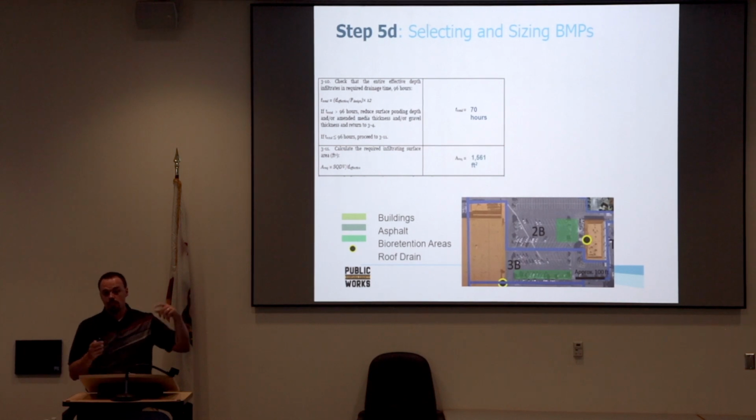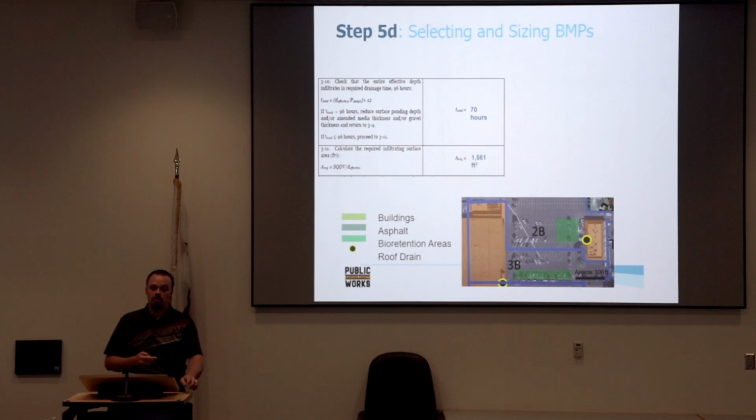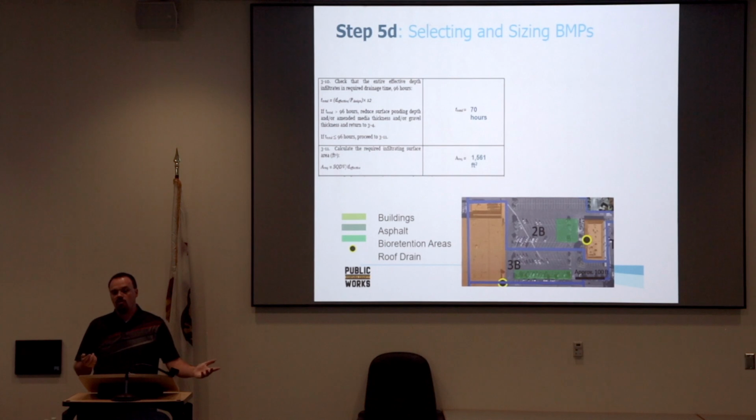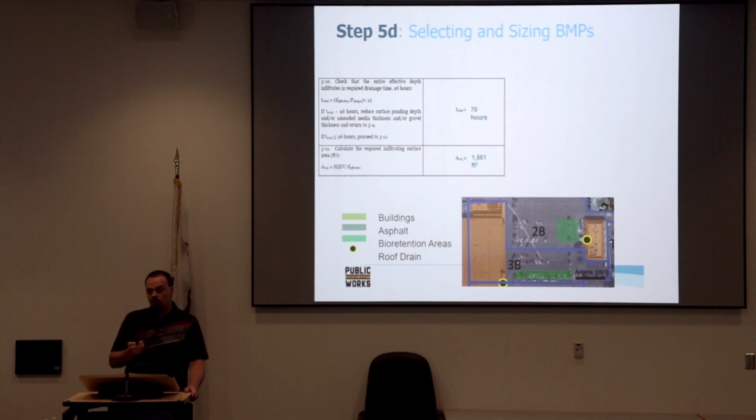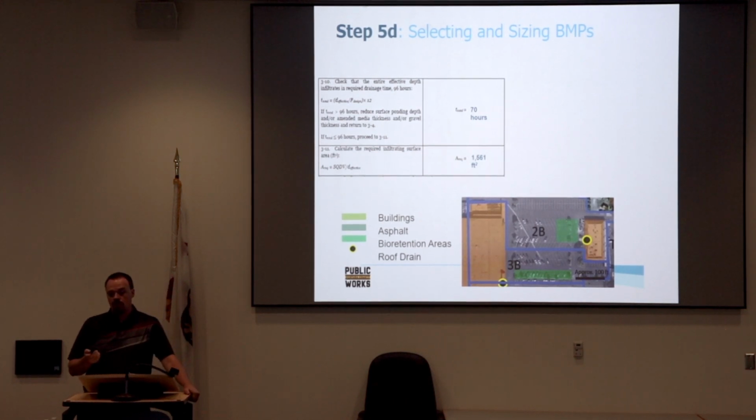So if it's over 96, you'll have to go back and redesign, which means maybe you have to do a smaller ponding depth, but then you have to do more subsurface or something. So there are different deviations you can do here. Once you calculate your T total, if it's under 96, you can move on to the next portion, which is your final calculation of the square foot area of your bioretention facility.